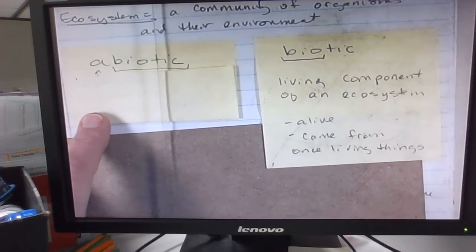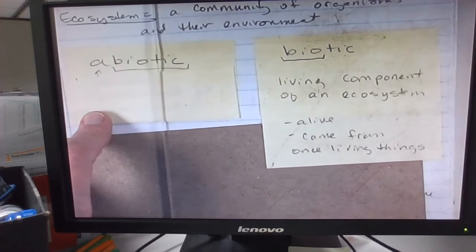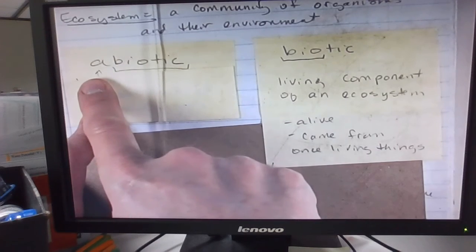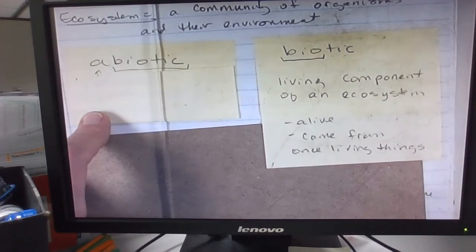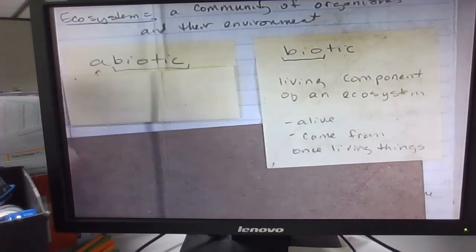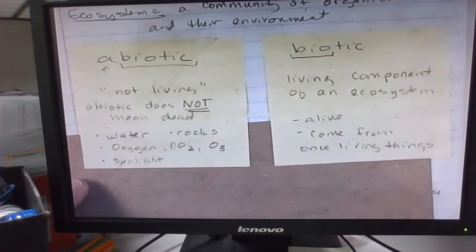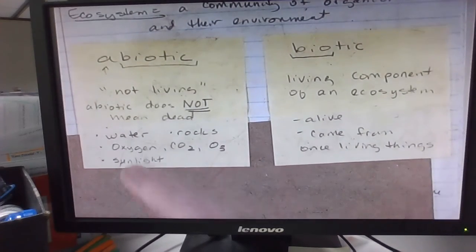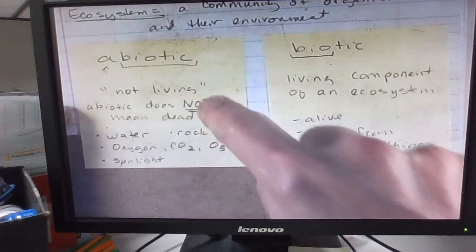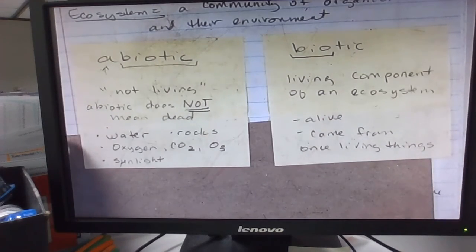Abiotic. What does bio mean? And the A is a word part that means not. So abiotic means not living. Abiotic does not mean dead, because dead would be biotic. It's a once living thing. Abiotic components are not living, never living, not made of once living things.